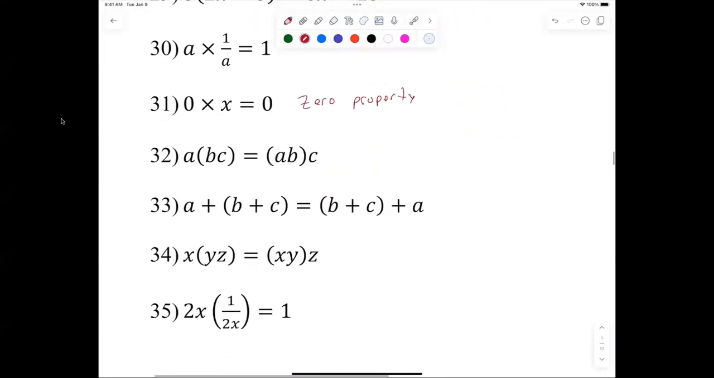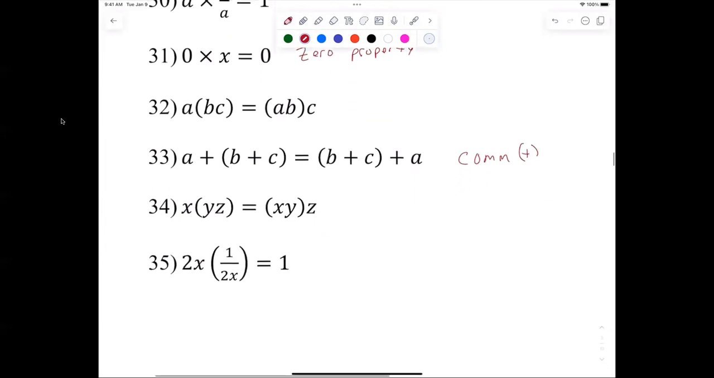All right, number 33. I tried to trick you on this one. Yeah, because it's out of order. Do we agree? All right, so be careful with the order. Commutative property of addition. All right, 35, sorry.